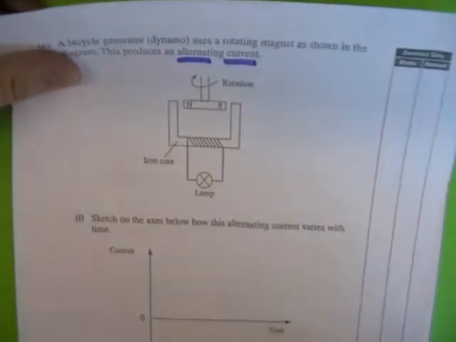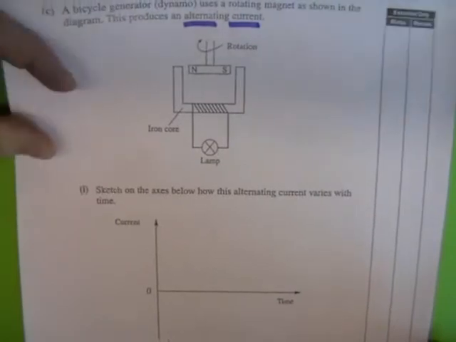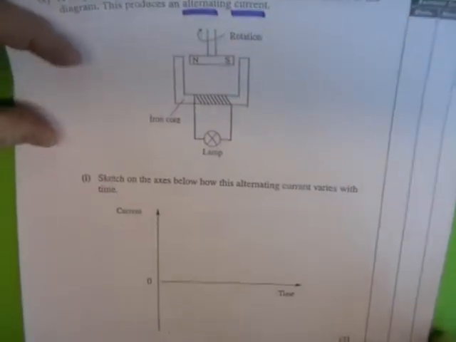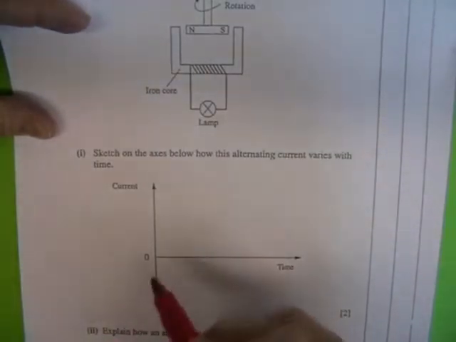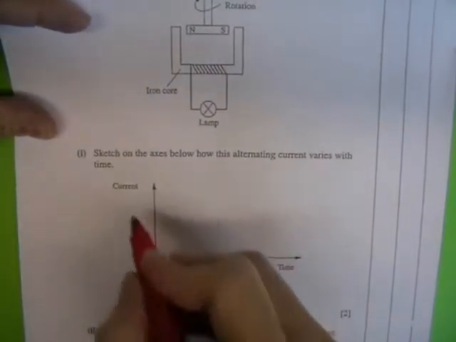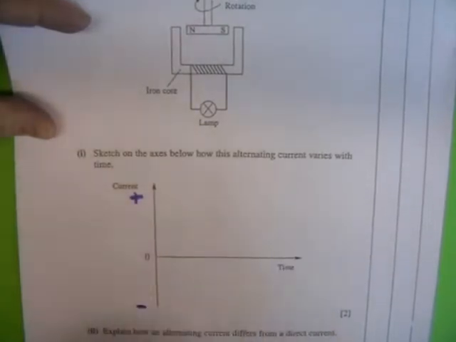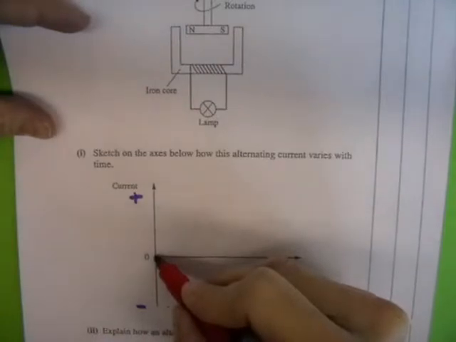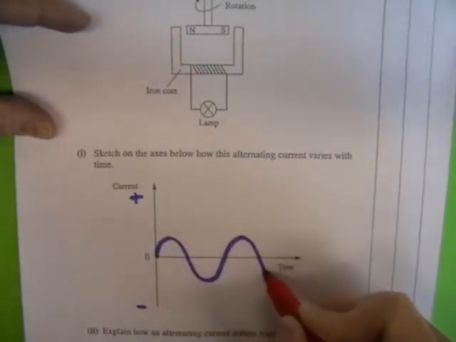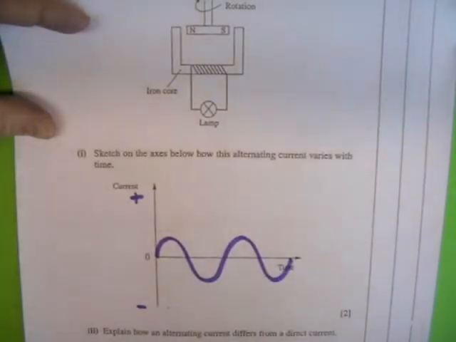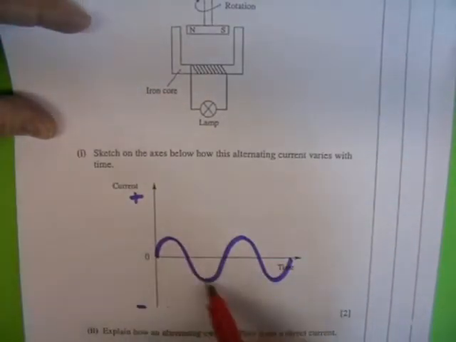The first bit of the question says, sketch on the axis below how this alternating current varies with time. We always draw an alternating current as if it was a sine wave. As long as you have it going one direction and then the other, you will get that right. Even if it's not a perfect shape, we'll just draw a nice sine curve. You usually draw at least two complete waves: positive, negative, positive, negative.